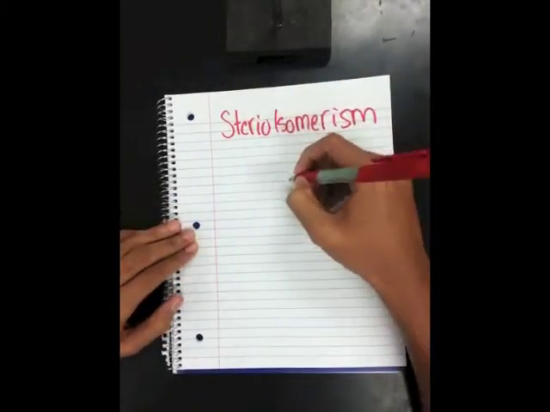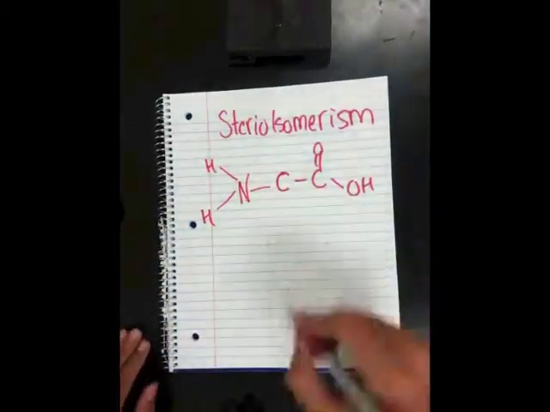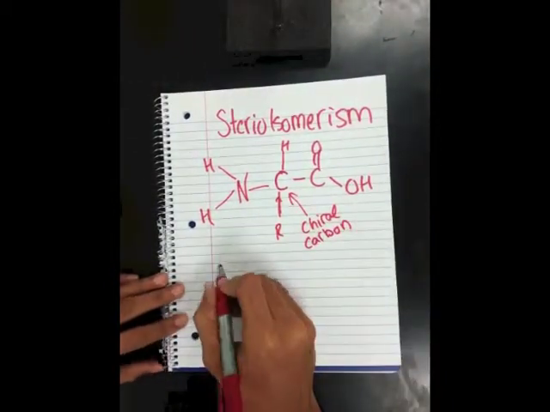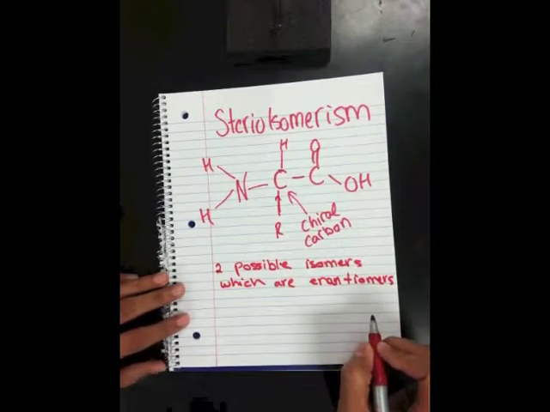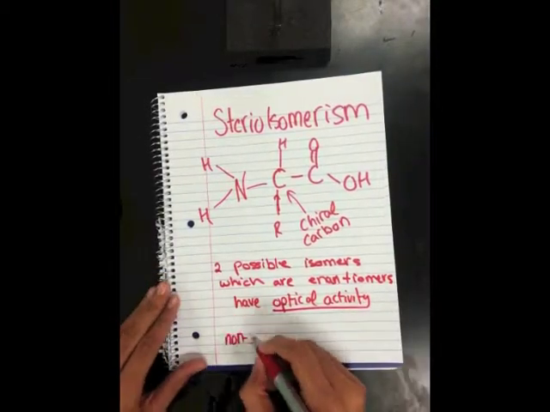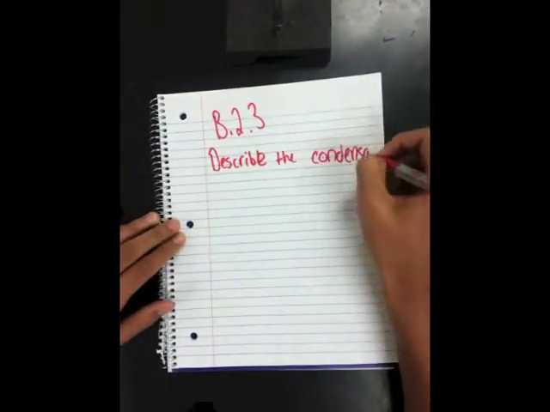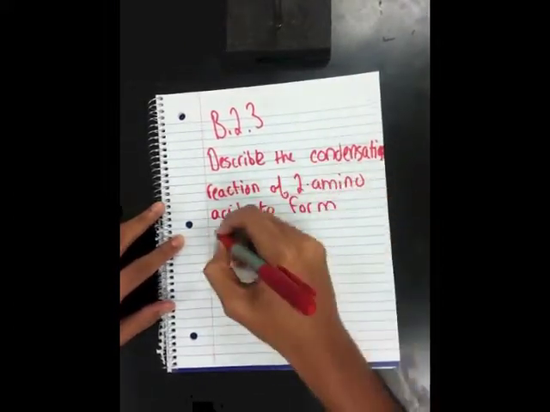Another property is stereoisomerism, and this is because the central carbon of the amino acid is a chiral carbon, and as you can see, it has 4 different groups. So there are 2 possible stereoisomers or enantiomers, and they have optical activity. They're non-superimposable. So the next objective is describing the condensation reactions that form polypeptides, and Ash will come and talk about that.